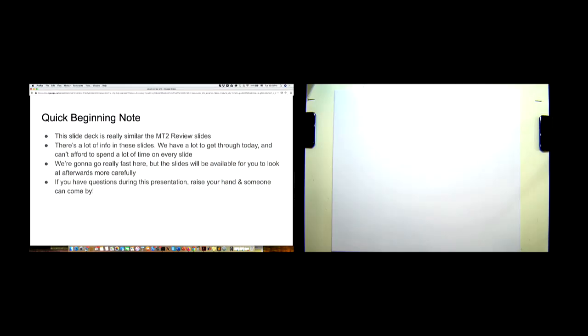So the style that we're going to be following is we're going to present a slide deck that's pretty similar to what you saw in midterm 2 with the addition of some op-amp circuits. Since there's a lot of info and we want to rush through a lot of content today, we're going to go fairly quickly, but feel free to ask questions. And if there's a lot of questions, Jack and Ricky are going to come to you and answer your questions.